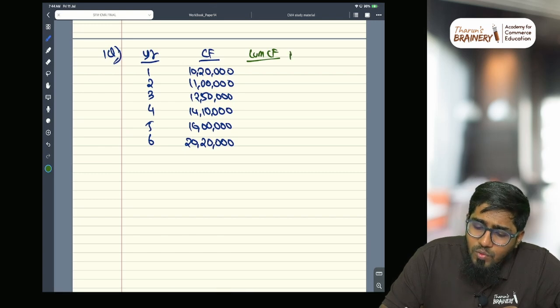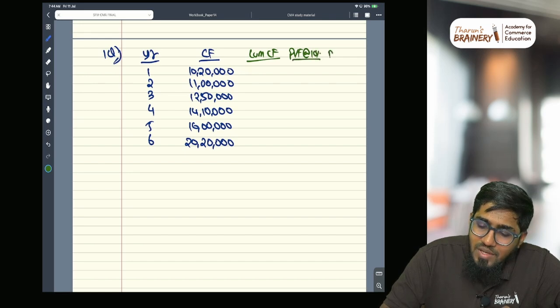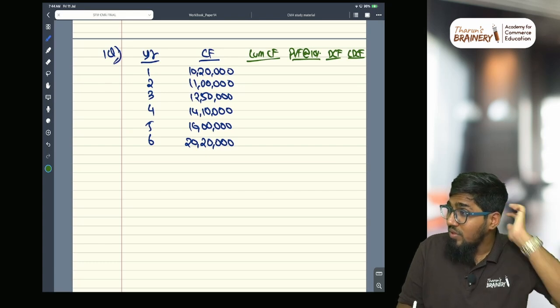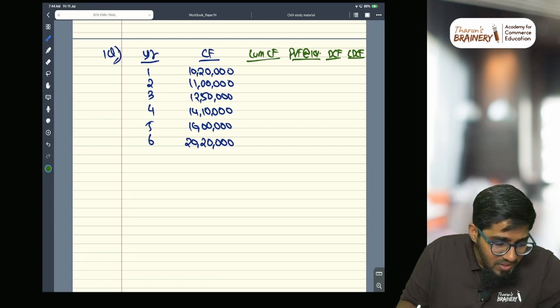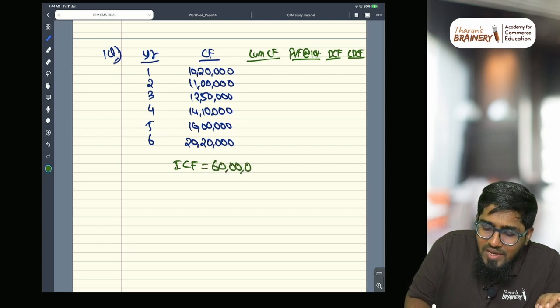And next what you have to do, present value factor at the rate. So here my present value factor at the rate is 10%. Then discounted cash flow and then cumulative discounted cash flow. If you do this, you can calculate both payback period and the discounted payback period. And what is your initial cash flow? Your initial cash flow is 60 lakhs.